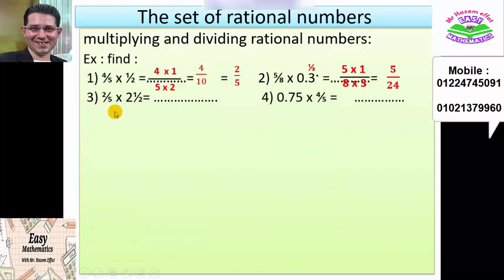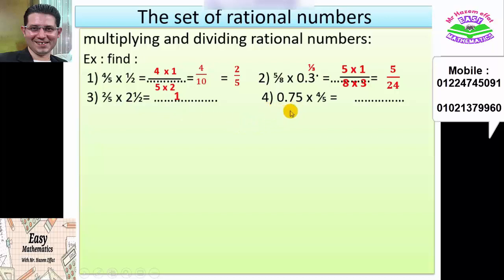Exercise number 3, we have here 2 over 5 multiplied by 2 and a half. How do we multiply this fraction by this mixed number? The first time we must change this mixed number, by using the calculator, into fraction form. It will be equal, yes, 5 over 2. Now we multiply 2 over 5 by 5 over 2. And by doing the same steps, it will be equal finally 1.